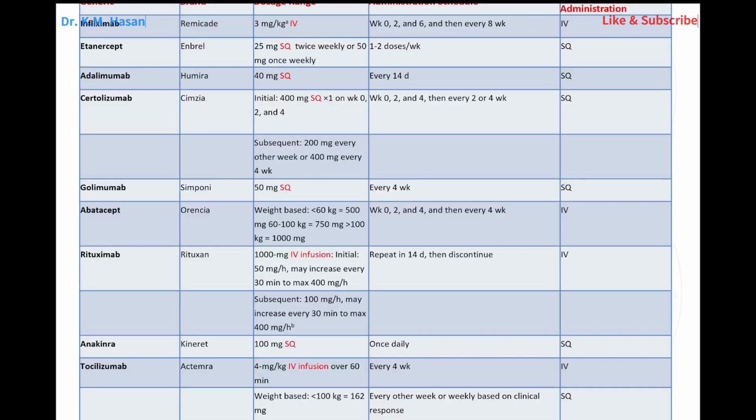Again, this table summarizes the information for biological factors, TNF-alpha and non-TNF-alpha: infliximab, etanercept, adalimumab, satralizumab, golimumab, abatacept, rituximab, anakinra, and tocilizumab. How is this medication prescribed? IV, subcutaneous, and so on. How often do we prescribe this medication? Every 4 weeks, for example, here. Then for rituximab, in 14 days. Once daily for anakinra, so anakinra is 1 injection every day. Tocilizumab, 1 injection every 4 weeks. So we have all these characteristics of the medications belonging to the biological factors.